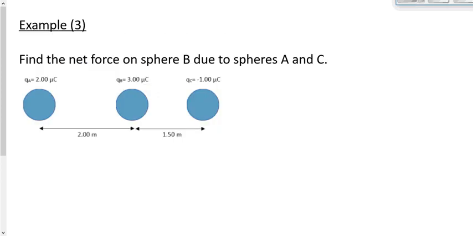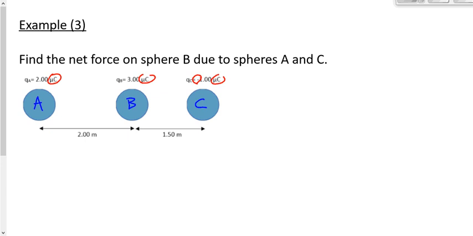Okay, let's take a look at one more example today, and then we'll call it a day here. There's example 3 on your example question sheet. Just find the net force on sphere B due to spheres A and C. Let's label these A, B, and C, just so that we're all using the same frame of reference. Let's also circle this, this, this, and this. Circle the units because they're non-standard, they're microcoulombs.